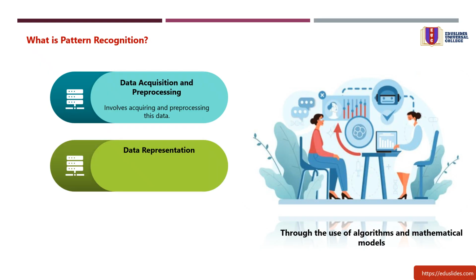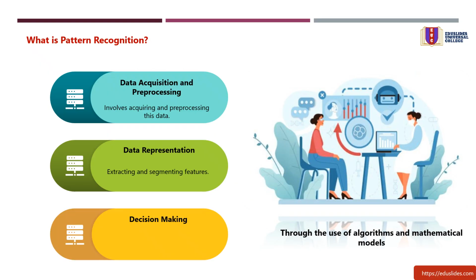2. Data representation. Once the data is filtered, a neural network analyzes it to uncover meaningful information. This stage involves extracting and segmenting features, which are then organized into recognizable patterns. 3. Decision-making. After identifying patterns, the system uses these insights to make predictions.